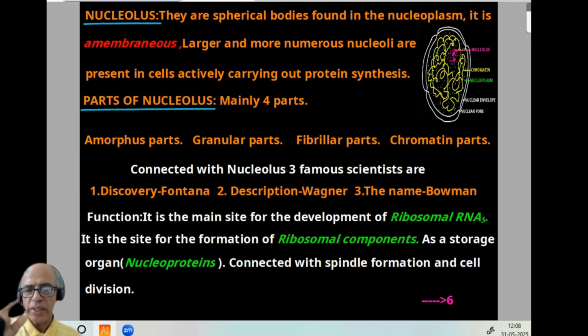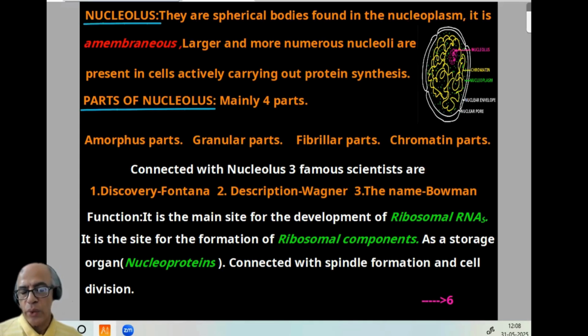Now, the nucleolus. These are spherical bodies found in the nucleoplasm. Remember, the nucleolus is amembranous, like ribosome, like centriole. It's a common question. Larger and more numerous nucleoli are present in cells actively carrying out protein synthesis. And nucleoli consist of 4 parts based on their nature: amorphous part, granular part, fibrillar part, and chromatin part.